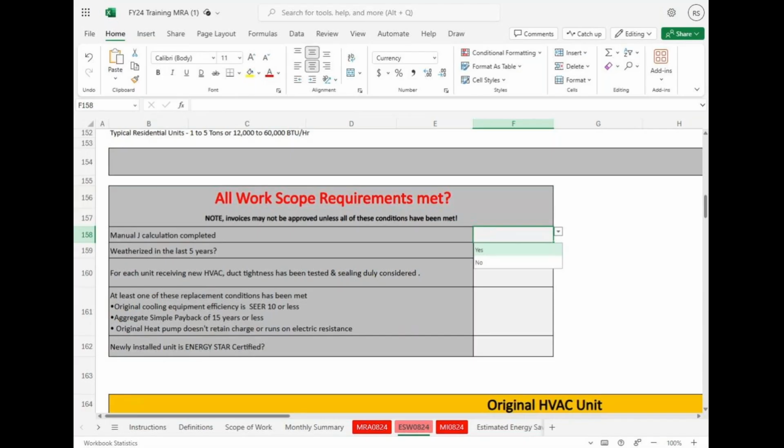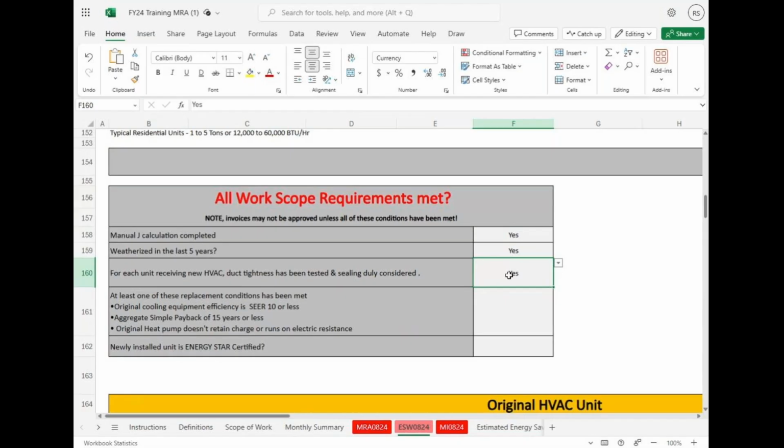So these are mandatory prerequisites before you can go ahead and replace an HVAC system. They're in both locations. Make sure that you've done all these before you take a look at replacing an HVAC system. So was there a Manual J calculation completed or scope requirement? Yes or no? Weatherized in the last 5 years? That's the second requirement.